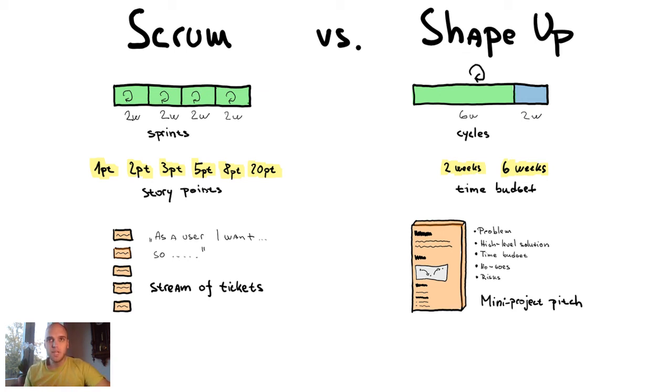Another difference is that usually when you're planning the sprint in Scrum, you estimate the stories, so you use story points.